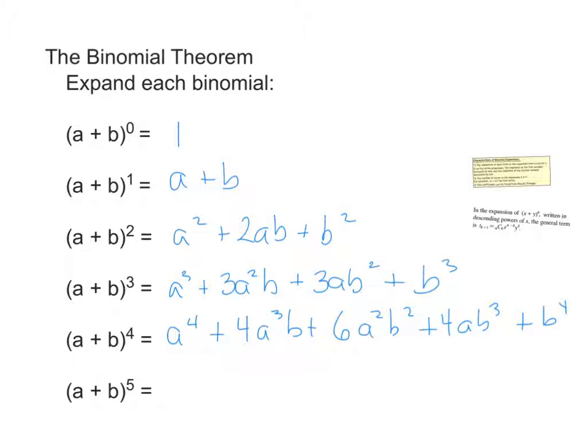So here I have the first 5 of these expanded. And to expand it, you multiply, well, say we get to the second one, a plus b times a plus b. Then we can take the answer to that and multiply by a plus b to get the next one. The answer to that and multiply by a plus b to get the next one. So if you're doing a plus b to the power of 5, you could take the answer to a plus b to the power of 4 and multiply by a plus b.